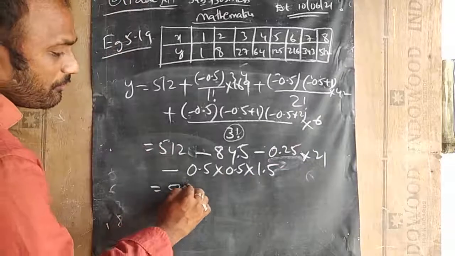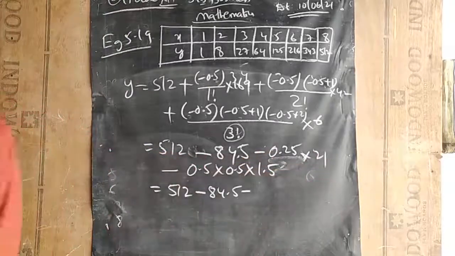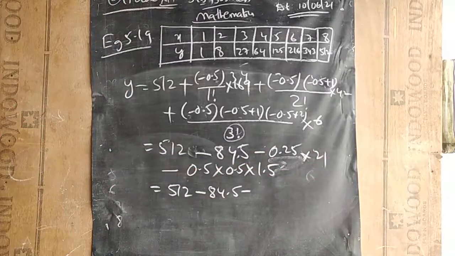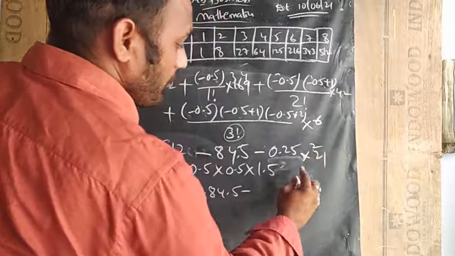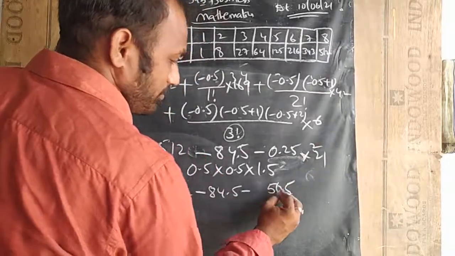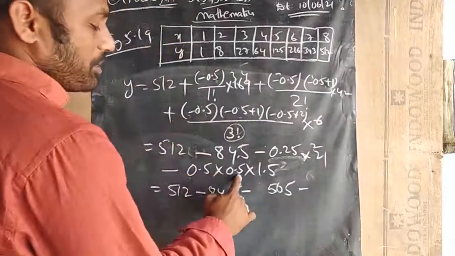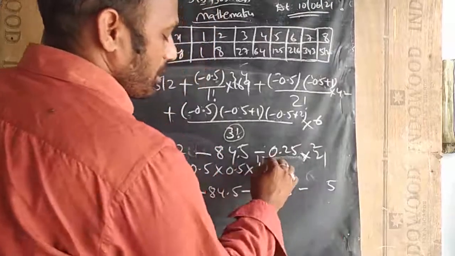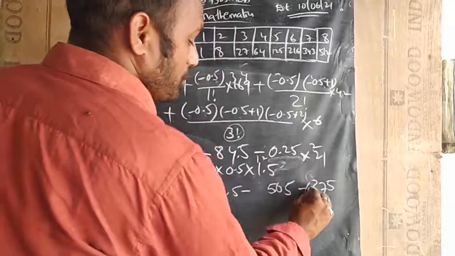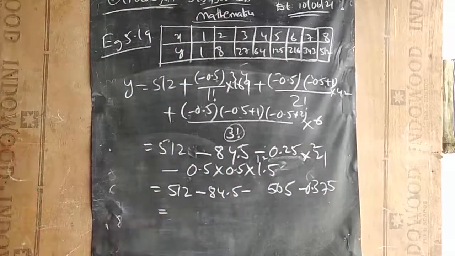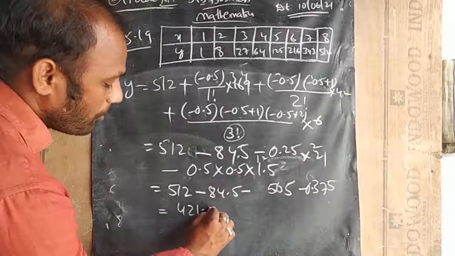So the overall answer will be 512 minus 84.5 minus 0.25 into 21. 0.25 into 21, that is 5.25. And the last term, 0.375. So if I do overall subtraction, we are going to get the answer as 421.88.